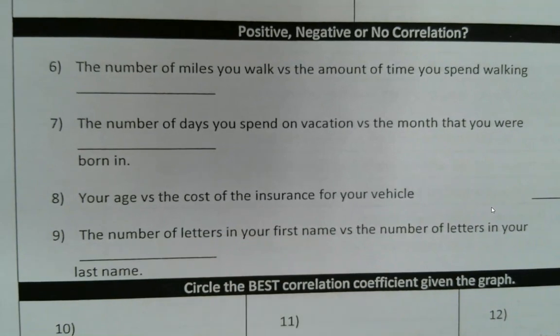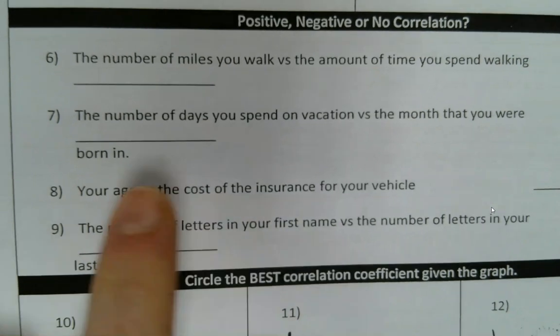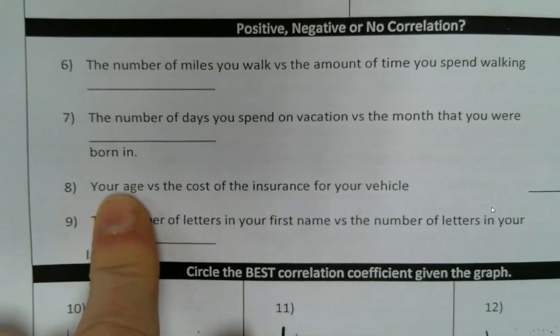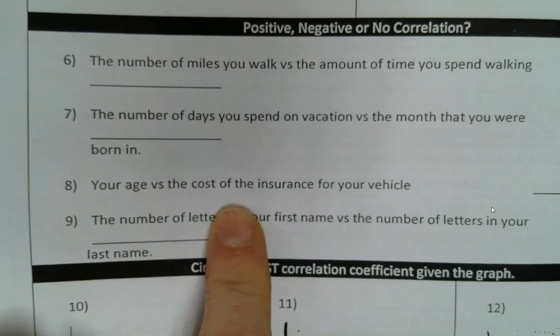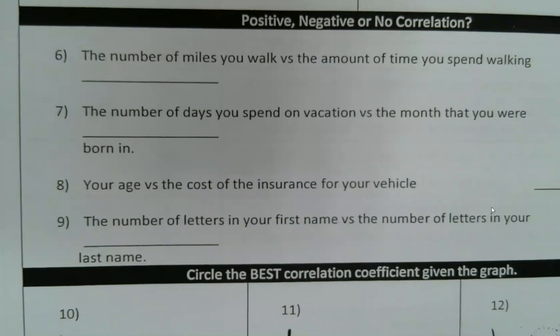Have your parents ever talked to you about whenever you first start driving and your insurance? It's so expensive when you first start driving. But I think once you turn 21, it goes down. Once you turn 25, it goes down. So if we have your age and the cost of insurance, as your age goes up, what's going to happen to your insurance cost? It's going to go down. So that is a negative correlation. Okay.